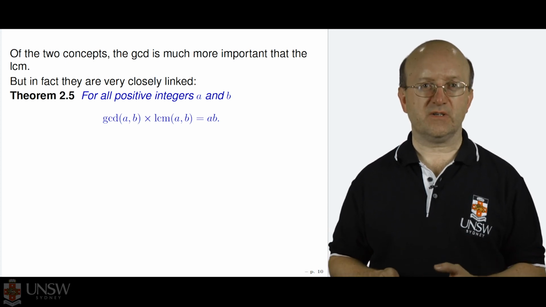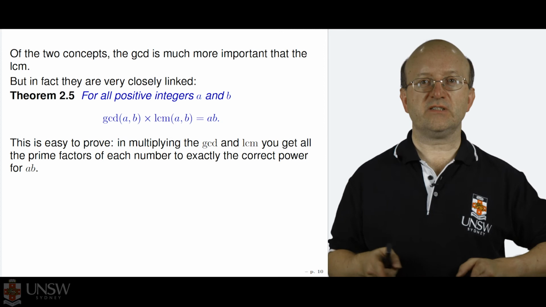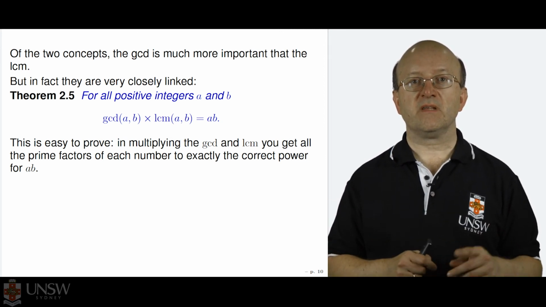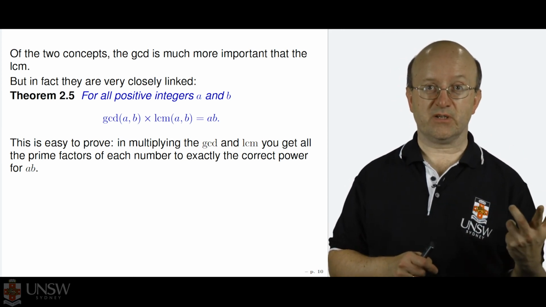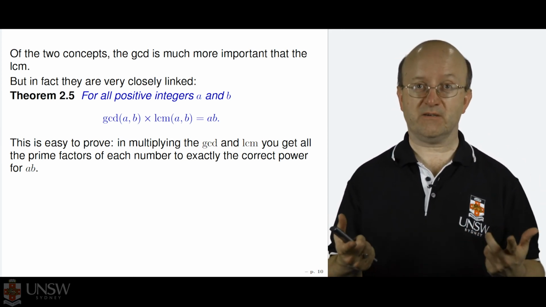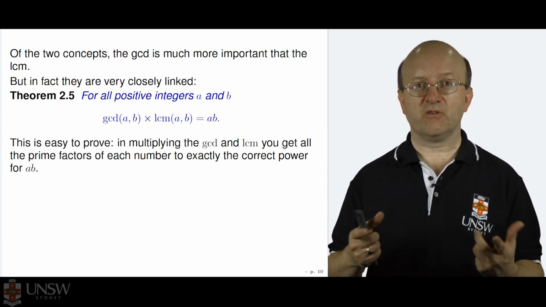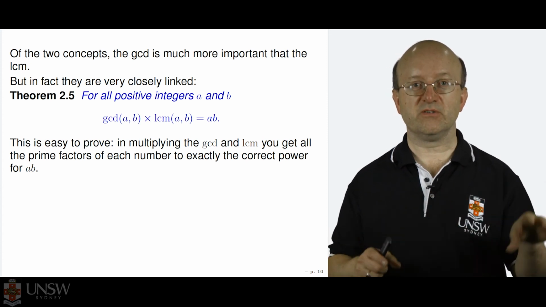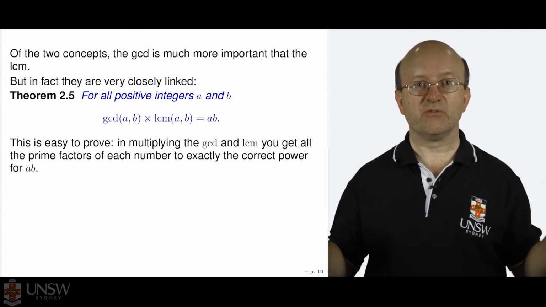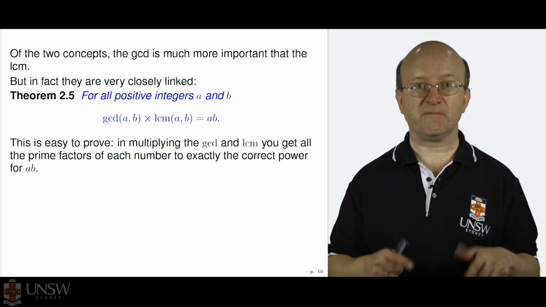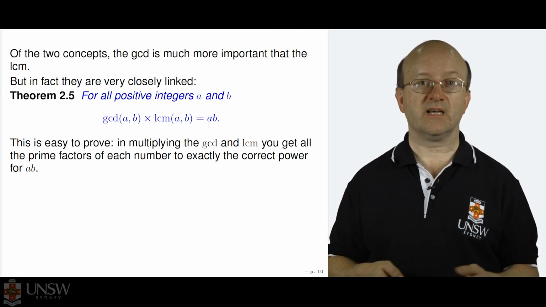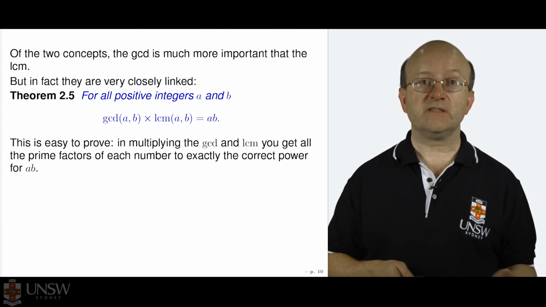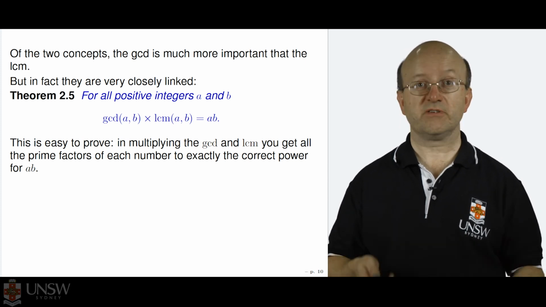And this is quite easy to prove. If you multiply the GCD and the LCM together, well, if you look at all the prime factors that there are of A and B, the lowest power that appears in the GCD and the highest power that occurs in the LCM. There are only two numbers, so either the appropriate prime power has gone into the GCD or the LCM. So if you multiply all of them together, you in fact get each prime factor to exactly the correct power for A times B. And that's the proof. Furthermore, if we knew the GCD were unique, then this result tells us that the LCM must be unique as well.